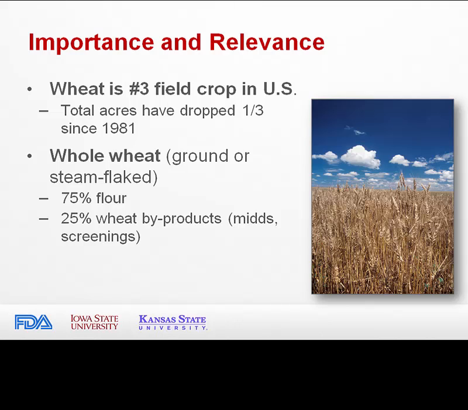The wheat milling process converts 70 to 75% of wheat to flour, which leaves 25 to 30% as wheat byproducts that are a common animal feedstuff throughout the country. The primary byproducts used as livestock feed ingredients include wheat middlings, or wheat midds, and screenings.